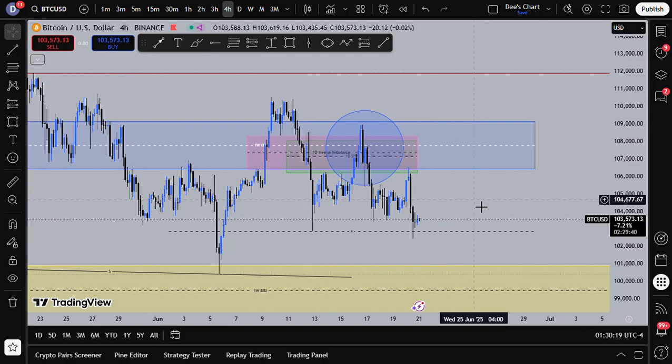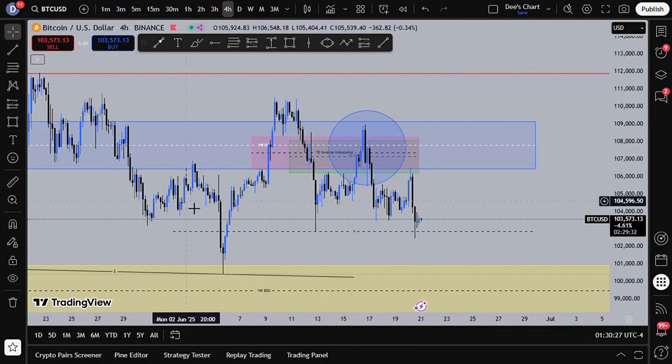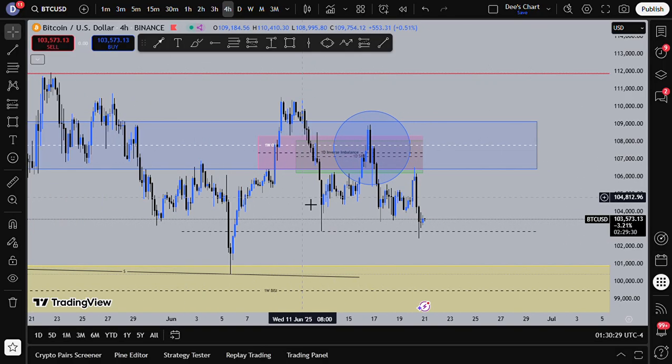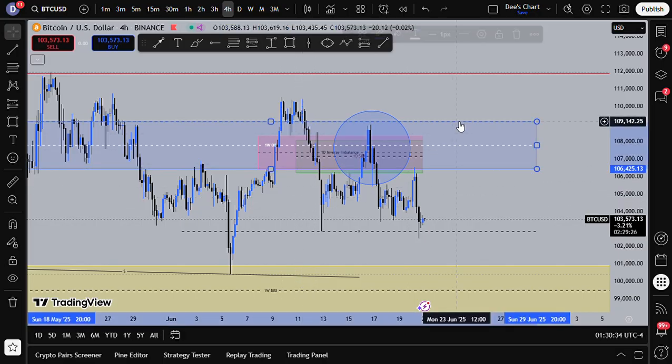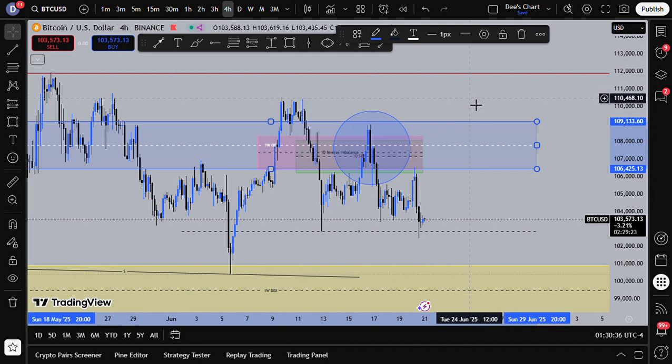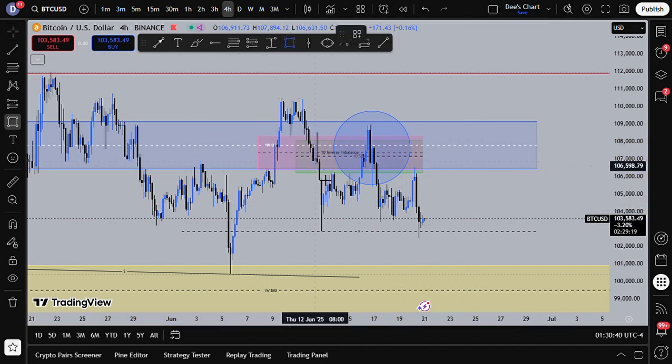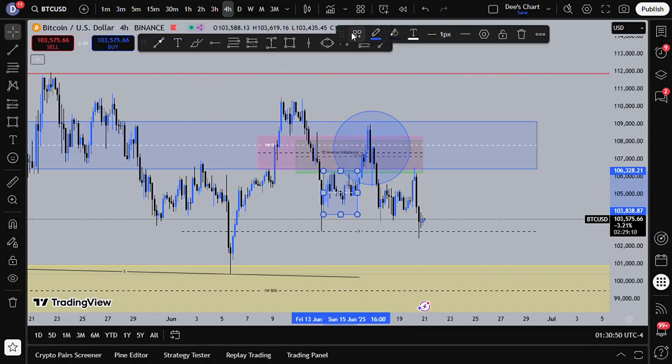So what is AMD? AMD is accumulation, manipulation, and distribution. What price does, especially in a selling situation, is that we will pull into a higher time frame POI. Our higher time frame POI in this case would be our weekly order block, coupled with our balanced price range. As you can see, price consolidated right here. I'm just going to mark out the consolidation phase. This is where we consolidated, or accumulated.